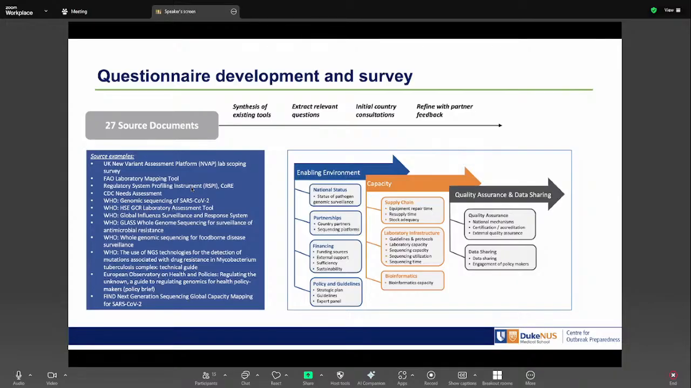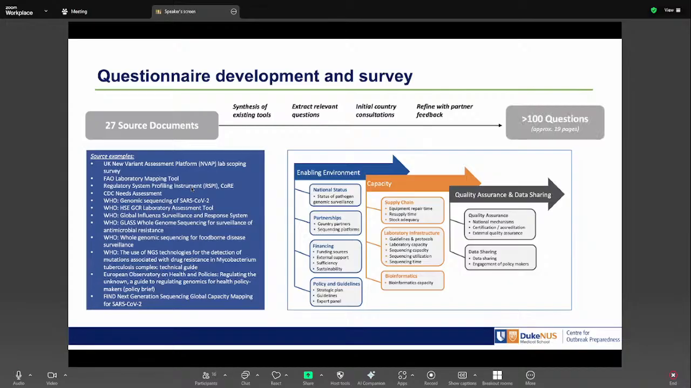And finally, quality assurance and data sharing. We went through this process, which was actually several years of generating this tool, validating it, having experts look at it to see whether it was the right kind of questionnaire, then taking it to country partners. They looked at whether the questions were relevant for them. And then finally, we refined the tool and did the landscape assessment.